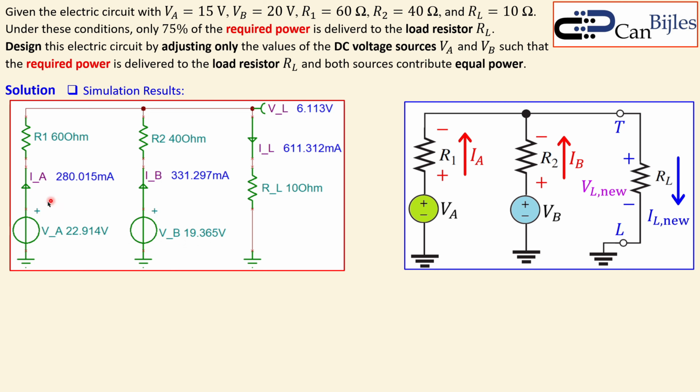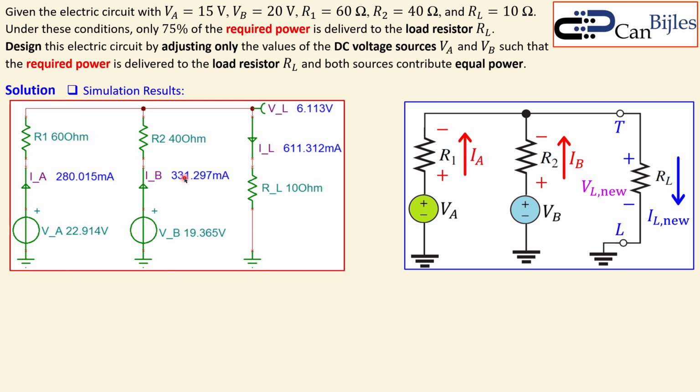I also placed the current meter here. There's a current arrow. This is a current meter for this branch, so IB. This is IA, and you can see also IL, which measures the current through the load. And also this meter node will measure the voltage between this node and ground. What you see is the following.